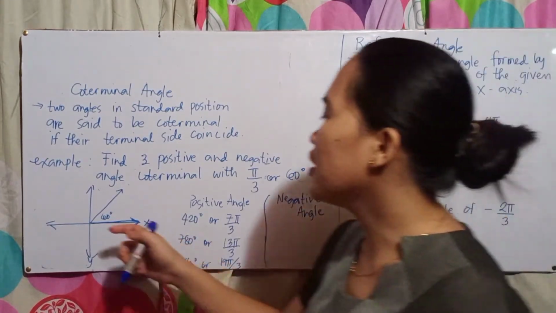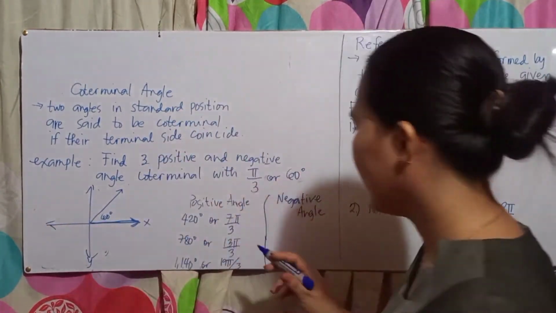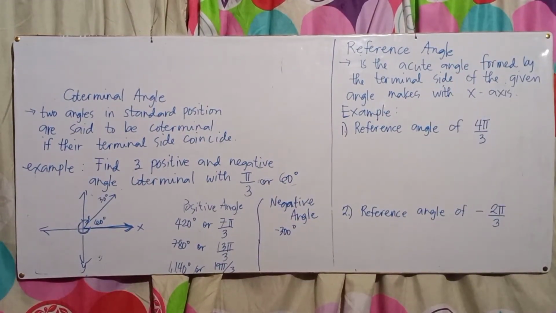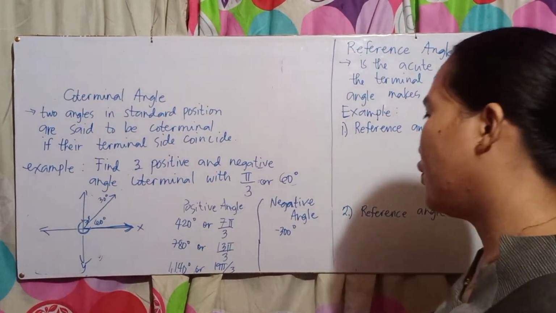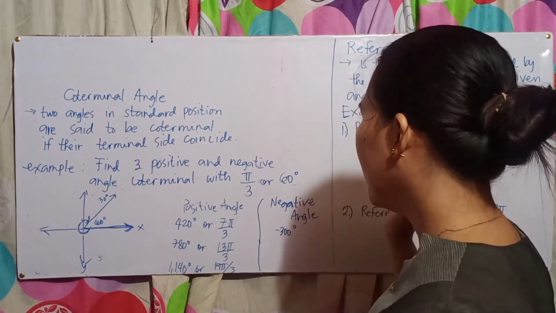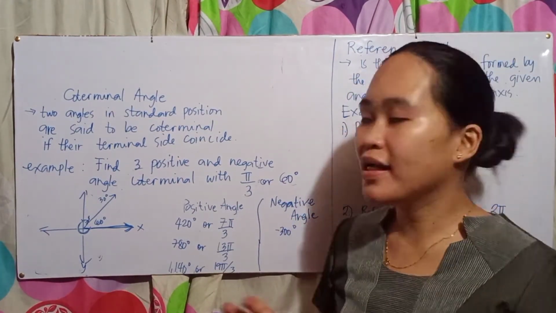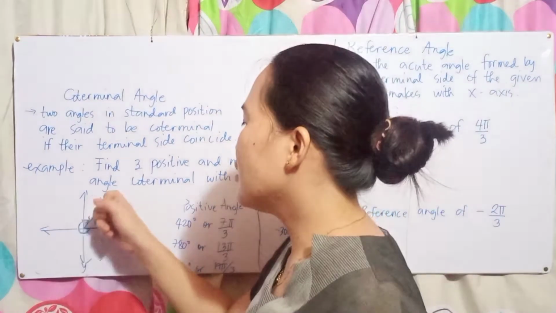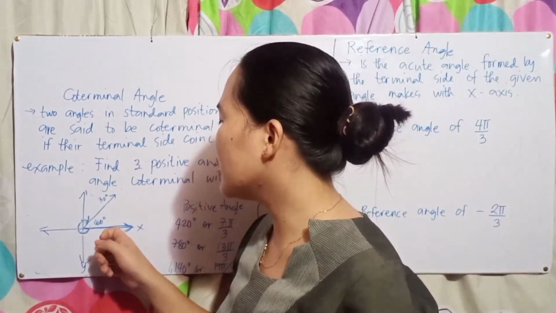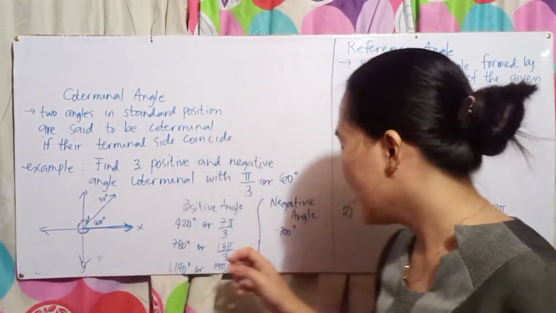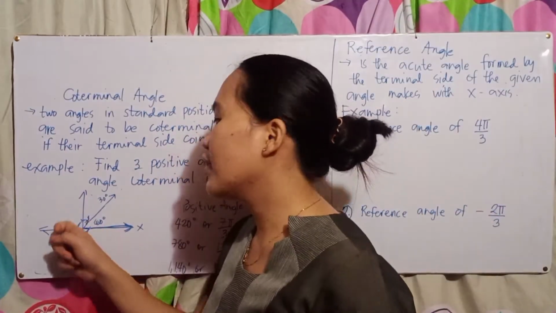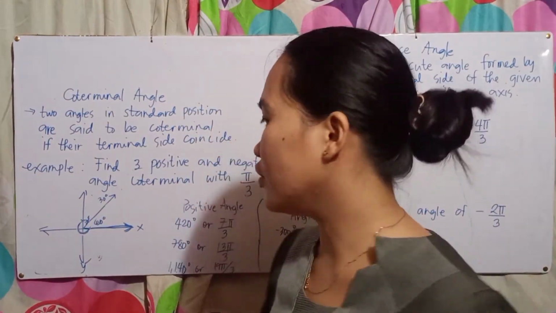So, since mao man niya ato ang 60 degrees, so, ang first na okay, so, let's proceed to negative the terminal angles of 60 degrees. So, since 60 degrees, maulang man na siya, dari ang initial side, dari ang terminal side. So, since negative angle atong pangitaon, so, clockwise ato ang rotation.